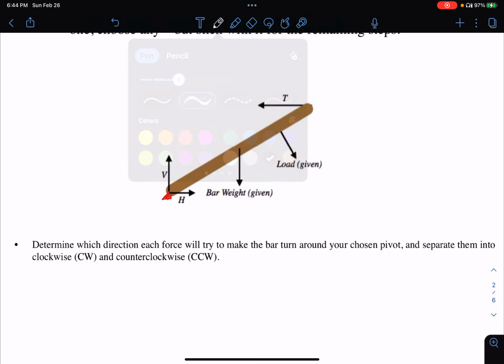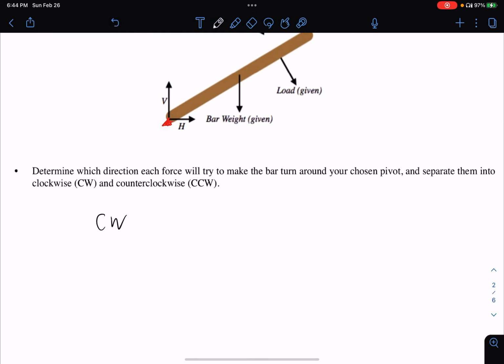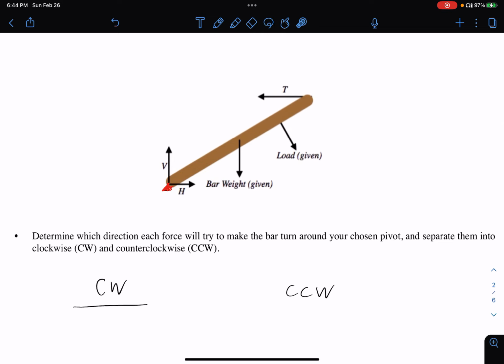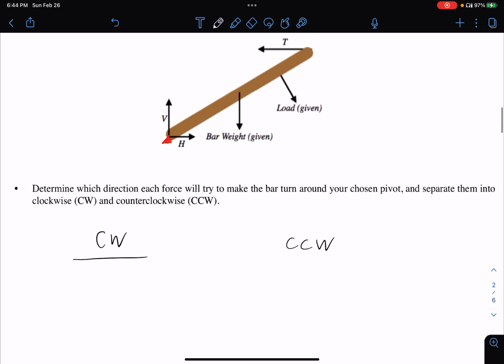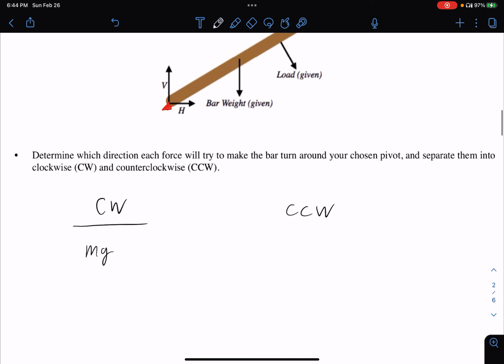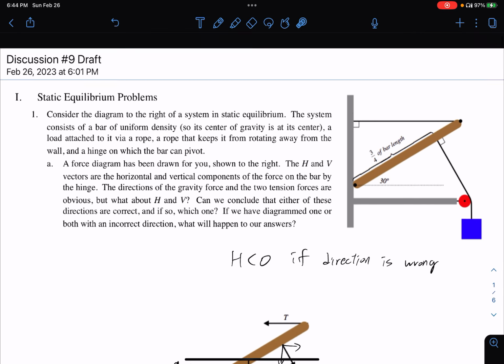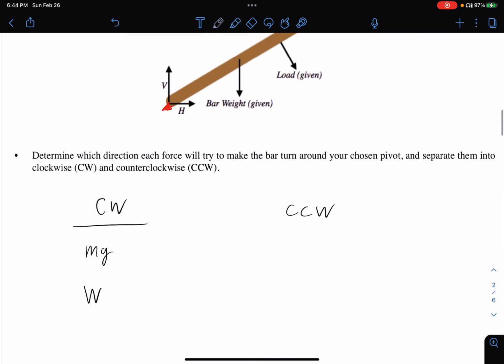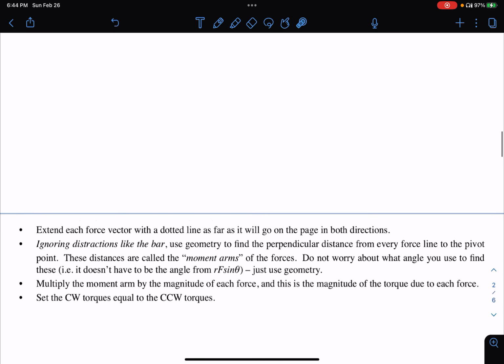So now I can figure out the torque caused by all other forces. Let's arrange them with clockwise and counterclockwise. For clockwise, we have the weight and load. So we have the bar weight, let's say it's mg, and the load will be, let's say it is w. And for the tension force, it's going to be counterclockwise, so it is the only counterclockwise force.